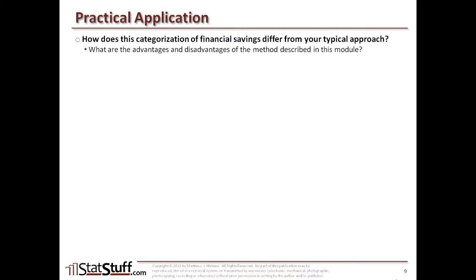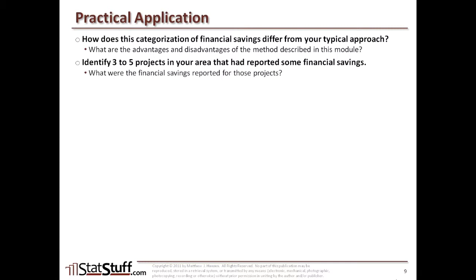Now, from a practical perspective, I'd like you to identify maybe 3 to 5 different projects in your area, ones you were a part of or ones you led, where you had some sort of financial savings reported. And I want you to ask these next few questions about those projects or initiatives. First of all, what were the financial savings that were reported for those projects? And how were those financial savings treated by the company?